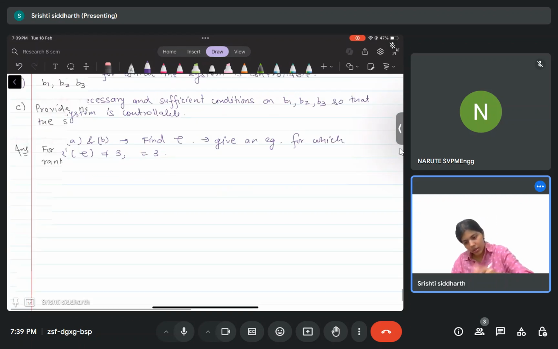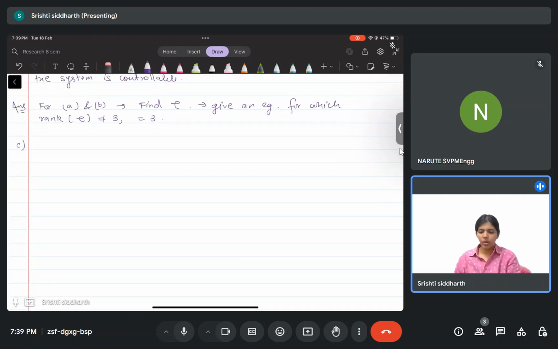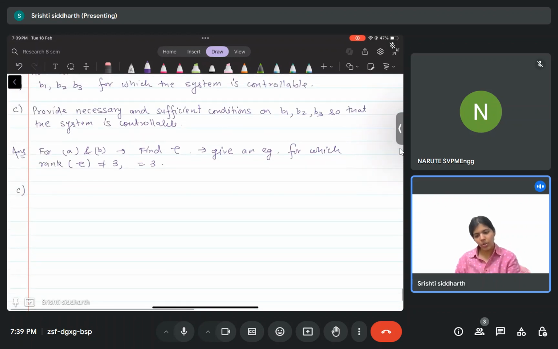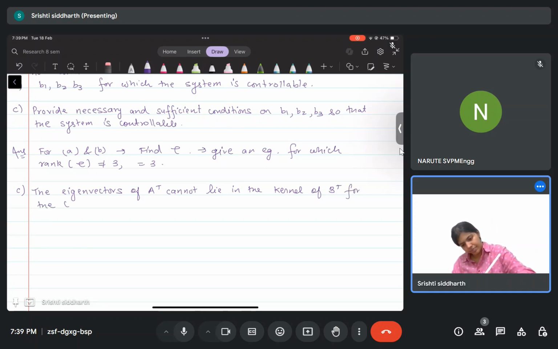Now let's come down to the last part of this, which is C. So recall that for the system to be controllable, the necessary and sufficient condition is that the eigenvectors of A transpose cannot lie in the kernel of B transpose for the pair A, B to be controllable. So for this, you first have to find out what the eigenvectors of A transpose are and then figure out if they lie in the kernel of B transpose or not.